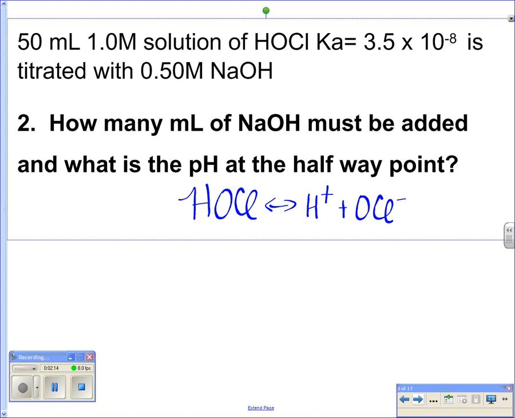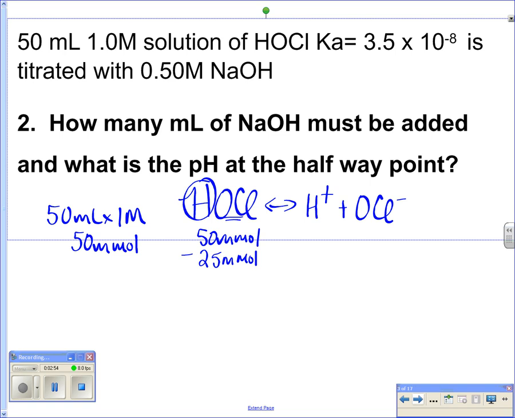So whenever we neutralize, we're going to use up the acid and create the conjugate base. And so I know that I have 50 milliliters of 1 molar, and so I'm going to create millimoles. I know I have 50 millimoles of HOCl. Well, the halfway point is when half of that is gone, so I want to subtract 25 millimoles. Whenever I do that, I need 25 millimoles of OH to take the H away. It's just going to leave me 25 millimoles.